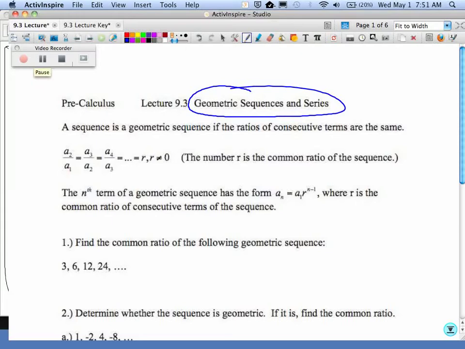But today when we talk about the geometric, it is only multiplication. It is not dividing by a number. It's only going to be multiplication.